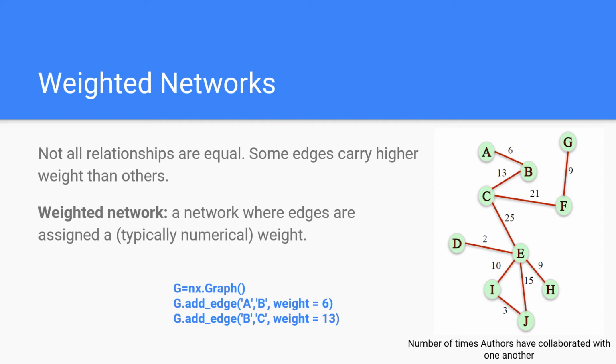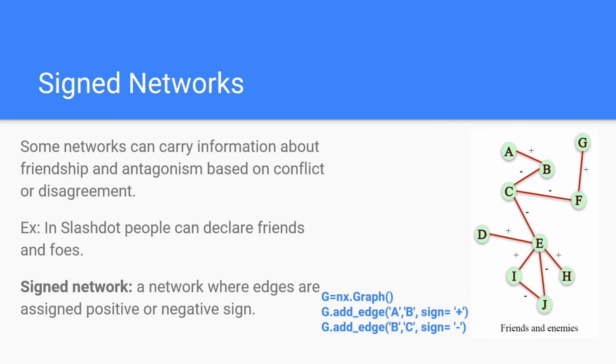So we don't need any other function, we just have to add an attribute called weight along with the add edge function, in order to create weighted networks. Another kind of network, which is not basically a weighted network, is the signed network. So these are special attributes.